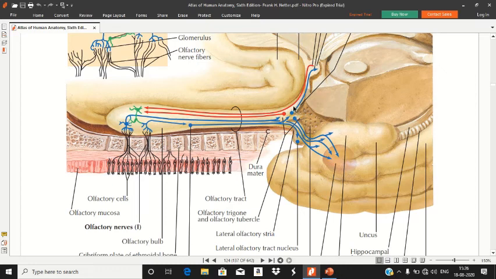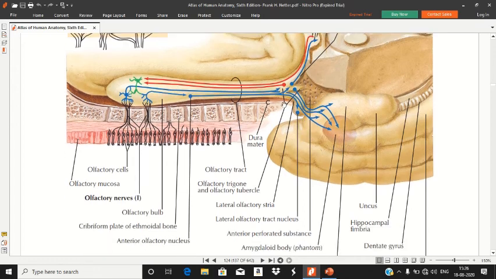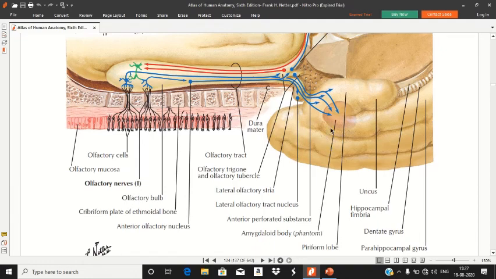The medial one goes towards the anterior commissure, which is in front of the paraterminal gyrus, and the lateral one goes to the lateral olfactory gyrus. Then it reaches the piriform lobe, which consists of the prepiriform region. Then we can identify the parahippocampal gyrus, and then the amygdaloid body. So this is a brief revision of this class.